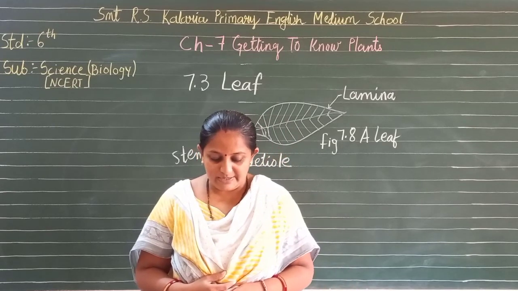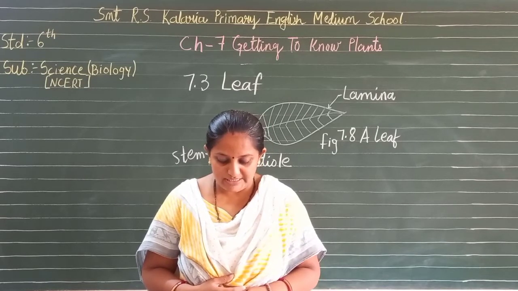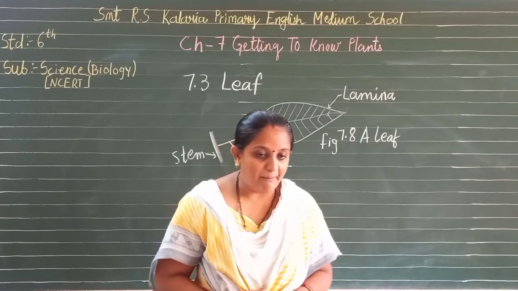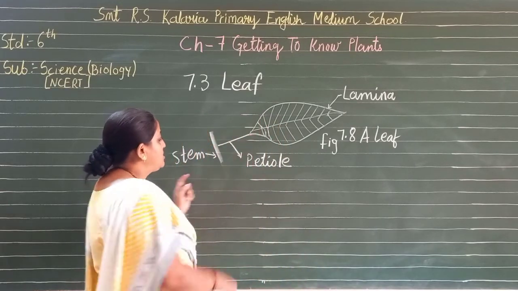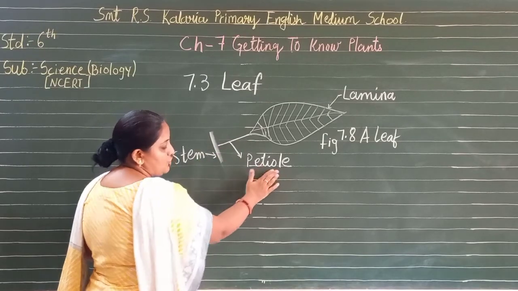Are all the leaves of the same size, shape and color? No. However, the leaves are attached to the stem. The part of the leaf by which it is attached is called a petiole. Now over here you can see in the figure, the petiole is the part of a leaf which is attached to the stem. This is a stem which is attached to it, that is known as a petiole.